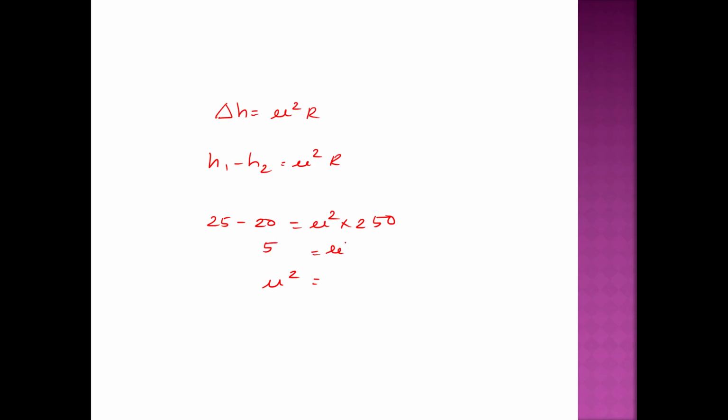Then we have the formula del H equal to mu square R. So H1 minus H2 equal to mu square R. That is 25 minus 20, mu square we don't know, R is 250. So this is 5, which is equal to mu square into 250. So 5 by 250, then we have to find the mu value. That is mu is 0.141.